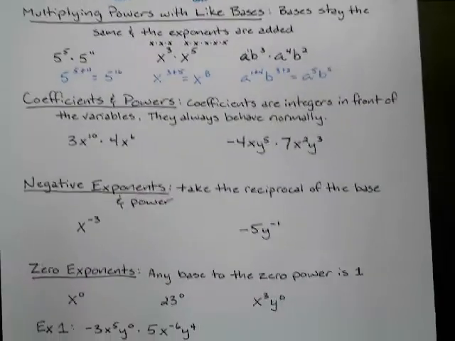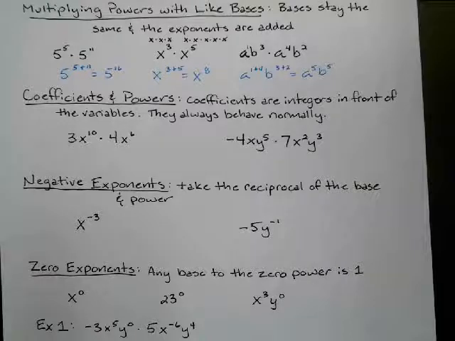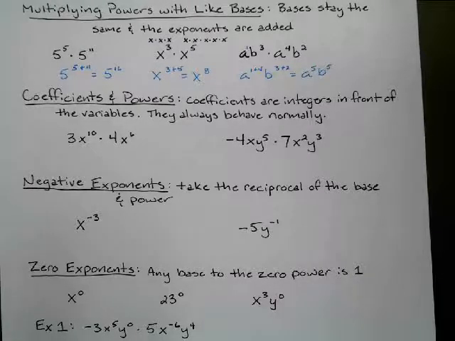All right, next part, coefficients and powers. So coefficients are the numbers that are out in front. They're being multiplied by the variables, basically. Okay, and anytime we come across a coefficient, it's going to behave normally, meaning if it's a multiplication problem, the coefficients will multiply. If it's a division problem, the coefficients will divide. They just behave normally all the time. It's the exponents that have the special rules.